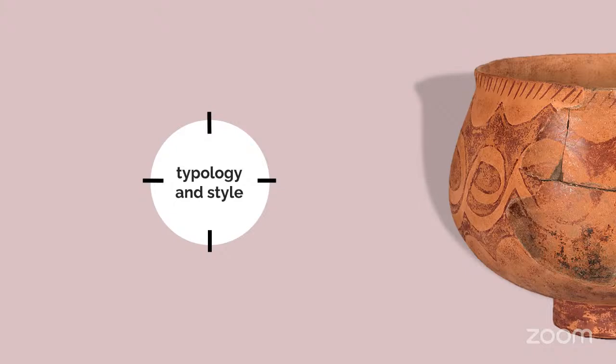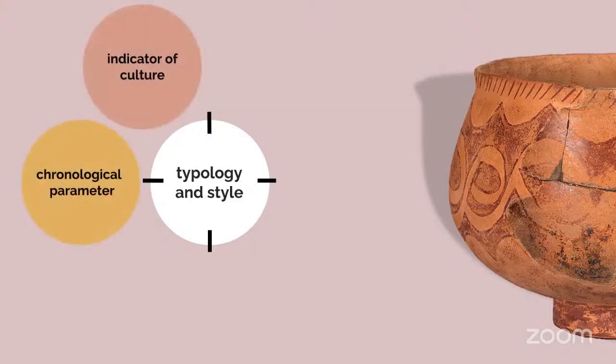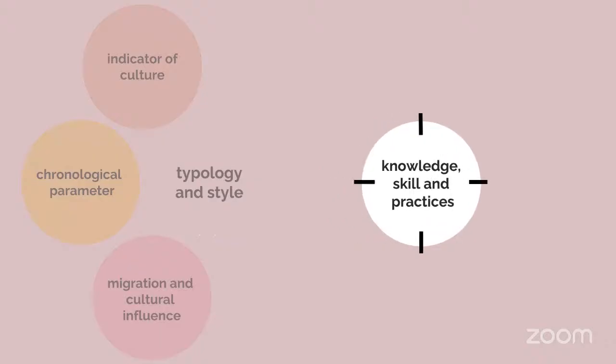In the archaeology of Serbia, painted pottery was usually approached through the analysis of typology and painting style, and painted ornaments were viewed as indicators of culture, as chronological parameters, and as indicators of migrations and cultural influences. And I don't want to say that there is no value in this approach to painted pottery, but today I want us to shift our focus from painted ornaments as static visual entities to painted pottery as the reflection of specific knowledge, skill, and practices.